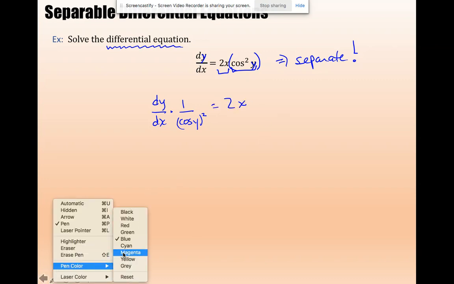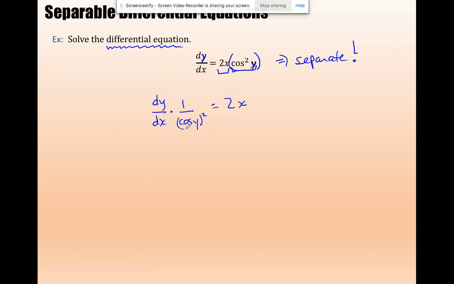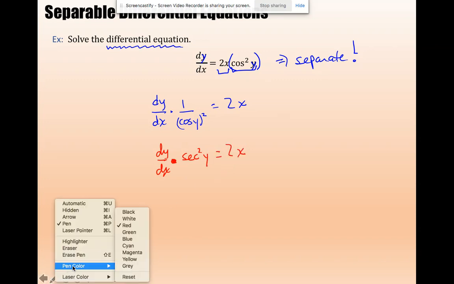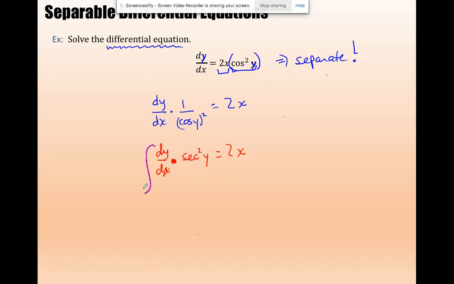Remember how you simplified? Simplify. Right? Do you see why I did that? I am now going to anti-differentiate with respect to x on both sides. Follow the rules of algebra. I can do whatever I want to one side as long as I do the same to the other.